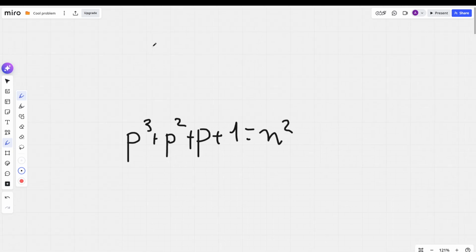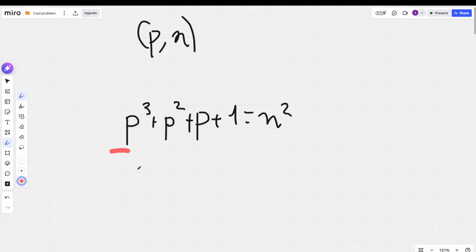Today I wanted to show you this cool problem a friend of mine proposed. It says to find all pairs of primes p and positive integers n such that p cubed plus p squared plus p plus 1 is equal to n squared.